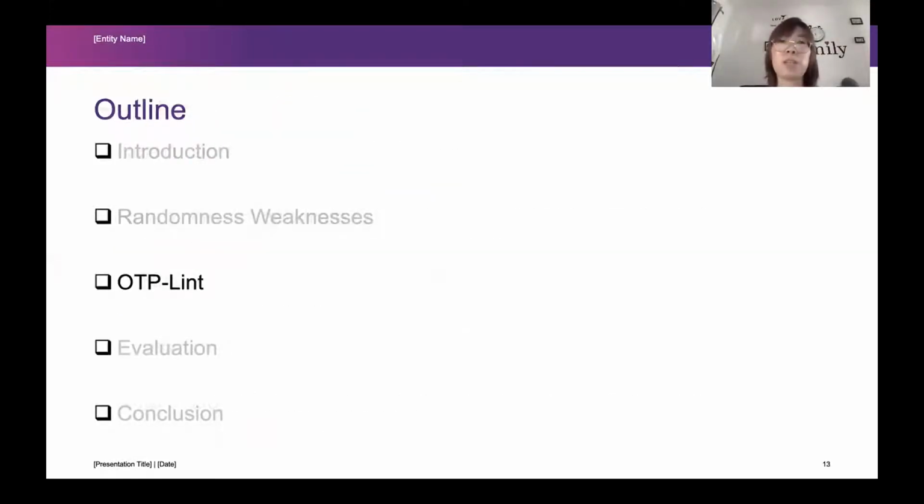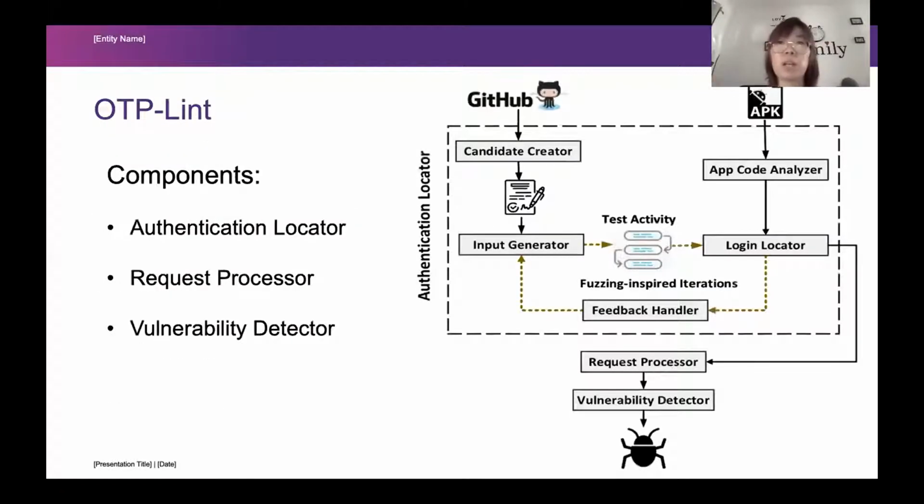When we understand the randomness rules, next we figure out a way to identify the weaknesses. Since the pseudo-random number generator is usually implemented on the server side, and we do not have the code of the app server, we will analyze the generator by extracting the generated OTP values. In total, we have 3 components. We use the authentication locator to filter out applications without login authentication. Then we take the applications as input of the request processor.